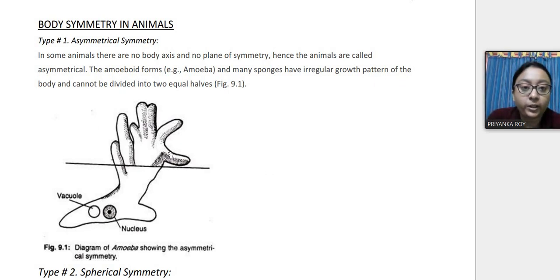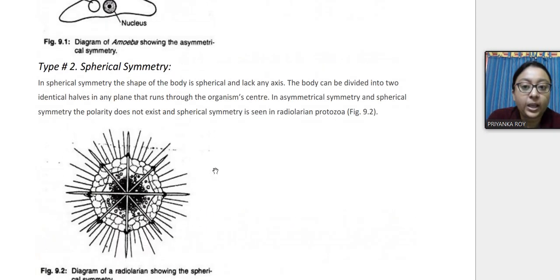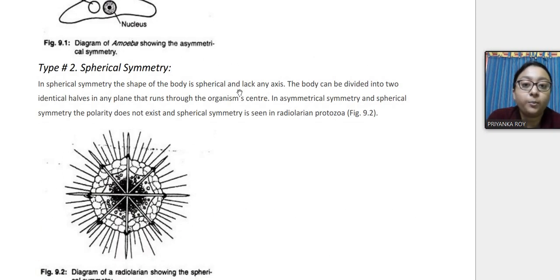Yeah. So I have already discussed that there is an irregular shape, so there will be no two equal halves. Spherical symmetry is also when the shape of the body is spherical, there is any axis, and it can be divided into two halves by any plane that runs through the organism's center.